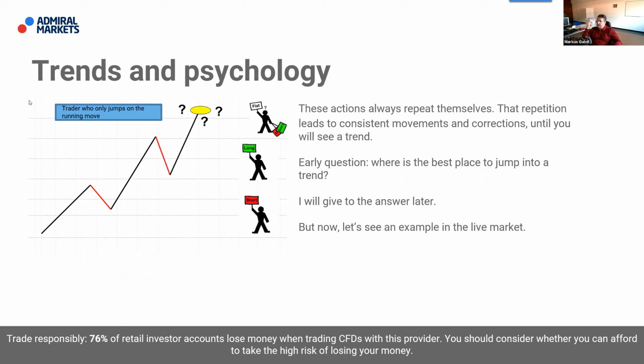But at that moment, if you can see and realize how a trend develops, then you can buy at the right point and sell at the right point. So, early question, where's the best place to jump into a trade? Repeat, accumulation phase, but I want to give the answer a little bit later. But now let's see an example in the live market.